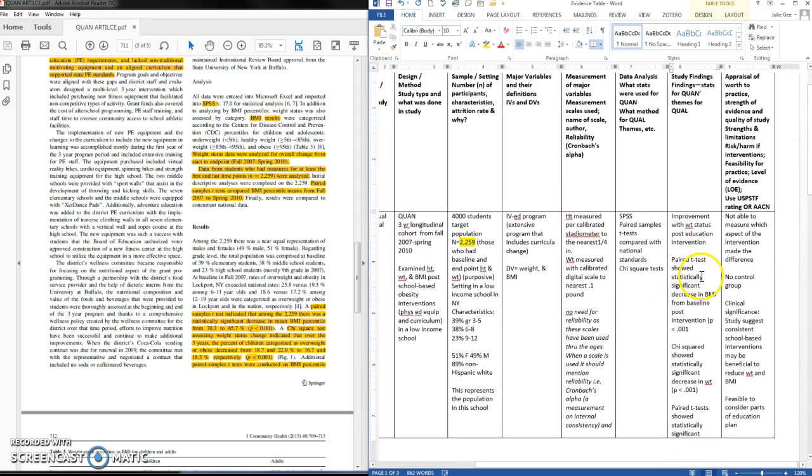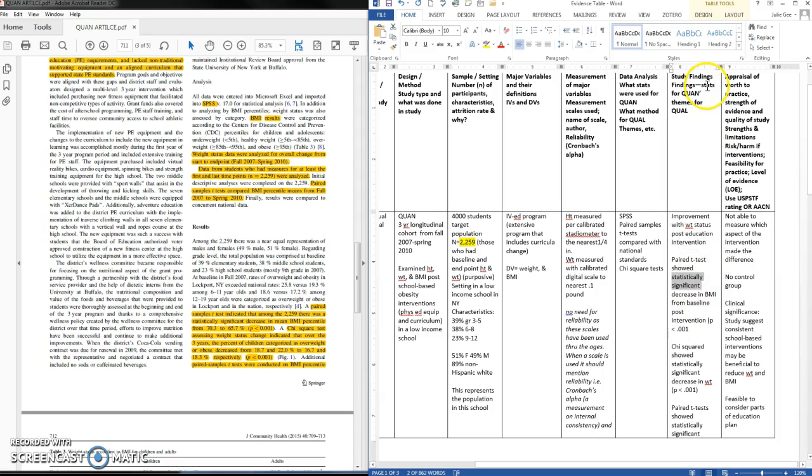We see that we have the paired t-test showed statistically significant. It's important to use that word statistically significant in there because there is a statistical significance and there's a clinical significance.